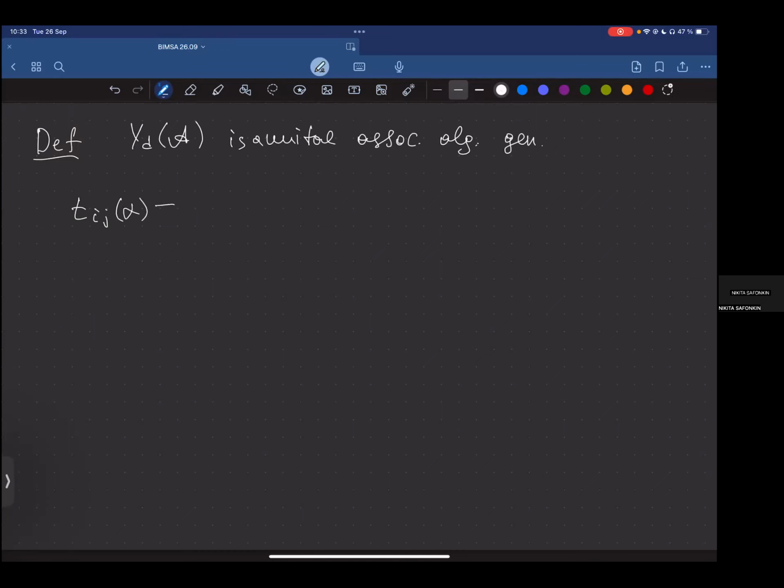By the elements of this form, T_ij of alpha. Here alpha is an element of the tensor algebra, which is just C plus A plus A squared, and so on. So it is just the free algebra generated by the vector space A. Here I would like to assume that this alpha is a decomposable tensor. So it is of the form like this, where each a_i belongs to A.